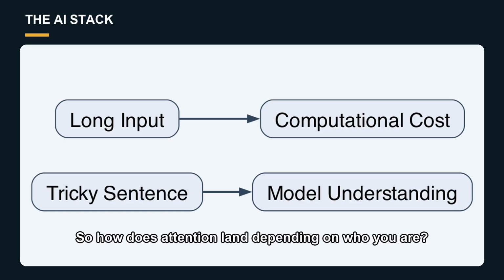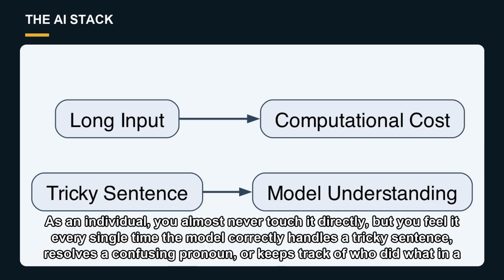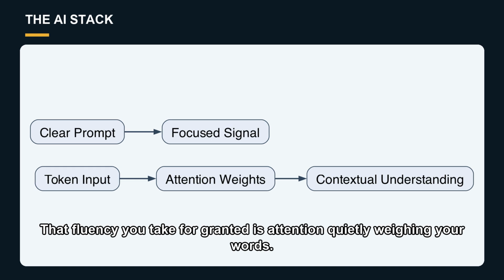So how does attention land depending on who you are? As an individual, you almost never touch it directly, but you feel it every single time the model correctly handles a tricky sentence, resolves a confusing pronoun, or keeps track of who did what in a long paragraph. That fluency you take for granted is attention quietly weighing your words.